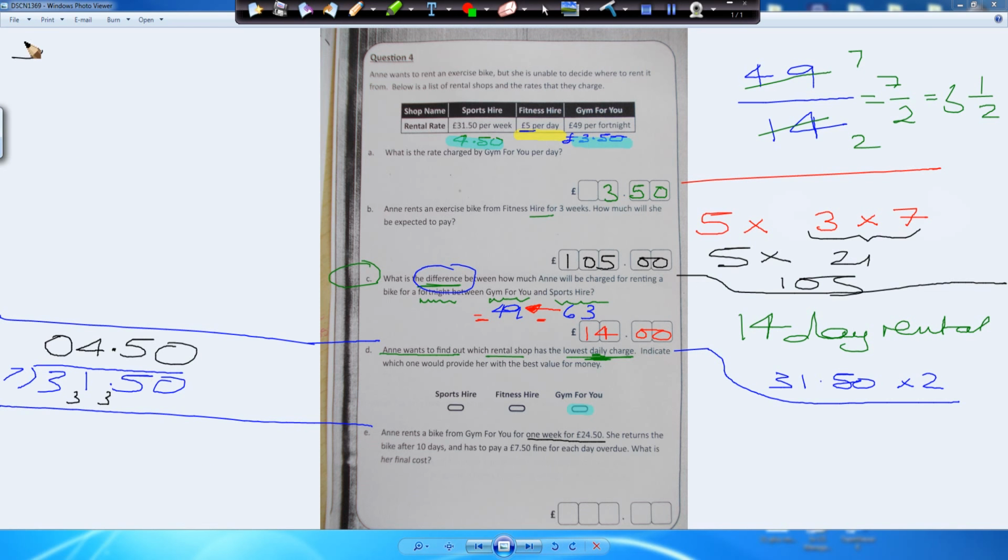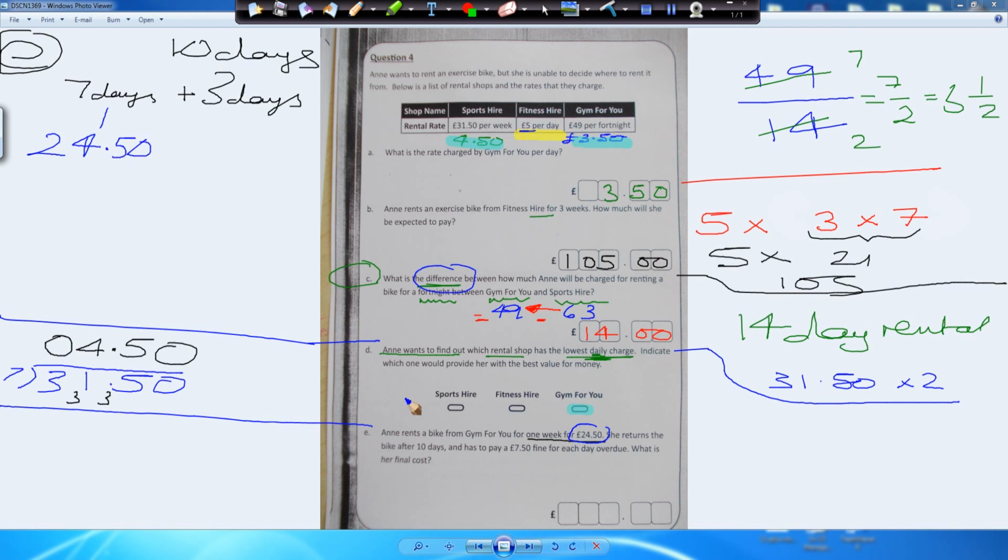So let's just do it over here, we've got more space. The first charge: how many days altogether does she rent for? 10 days. So we've got 7 days, and then another 3 days, and that will give us a total of a 10-day rental. Now, let's break it down. For the first 7 days, how much did she pay according to the question? £24.50. Then she returns the bike after 10 days and has to pay £7.50 fine for each day overdue. How many days was she overdue? 3 days. How much did she pay per day? £7.50. So we have to now add to that 3 lots of £7.50.